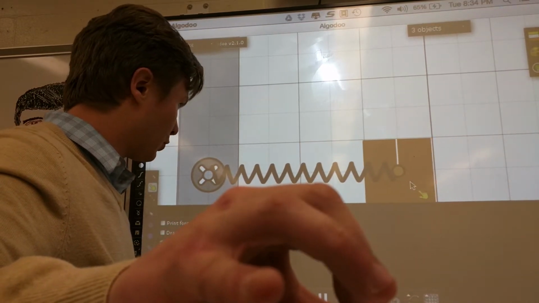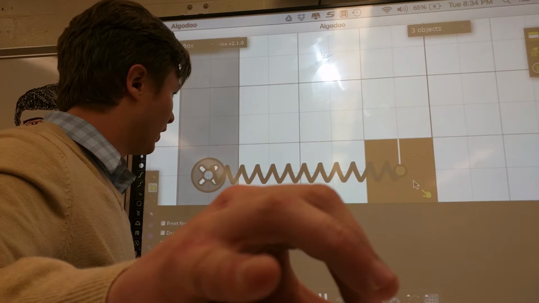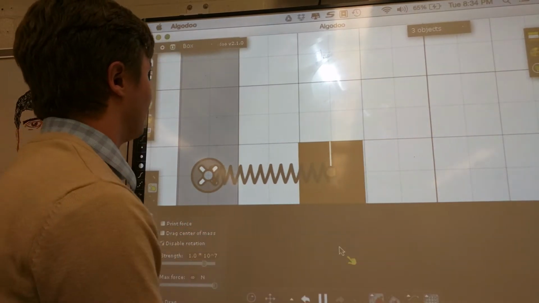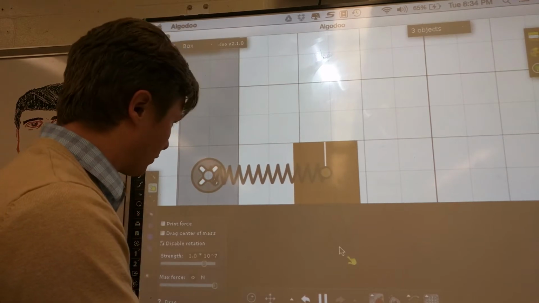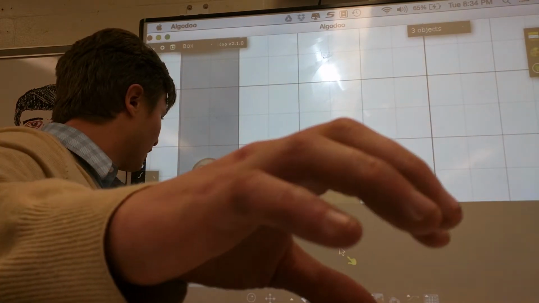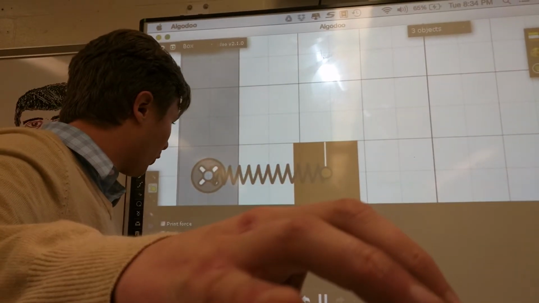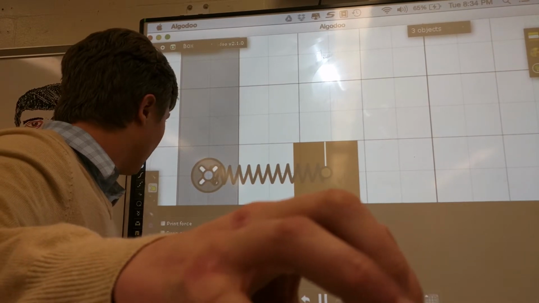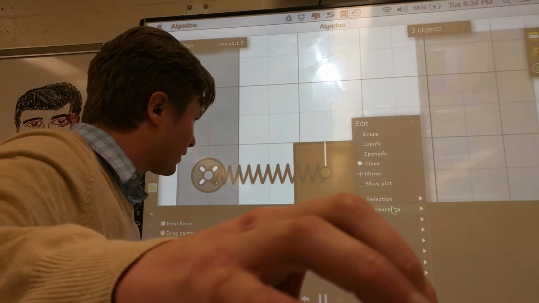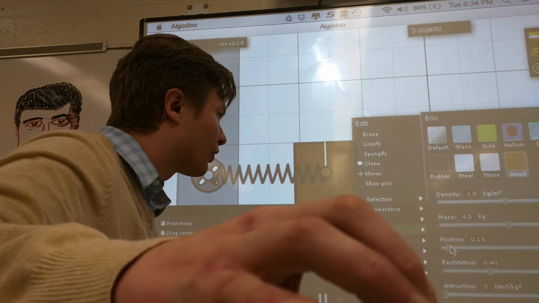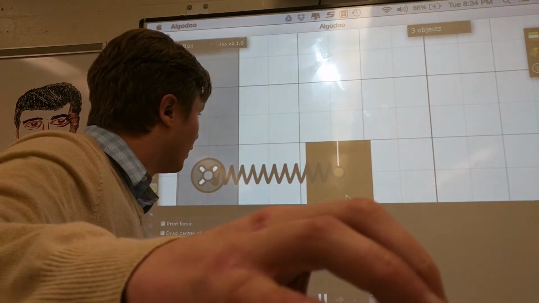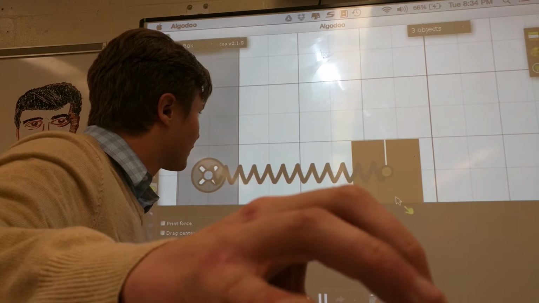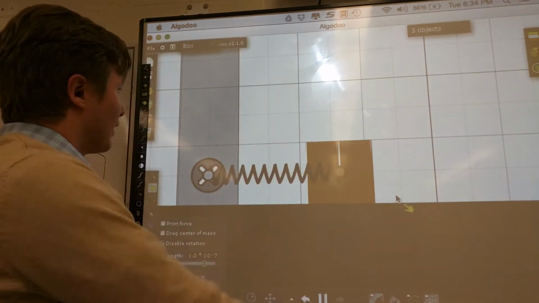At home, you could stretch this out and let it play, and it eventually comes to rest as friction slows this thing down. Now in this sweet program AlgoDoo, I can take my wooden box and say, well, let's take this friction down to 0. Let's see what happens now. So now I'm going to drag my box back and let it go.